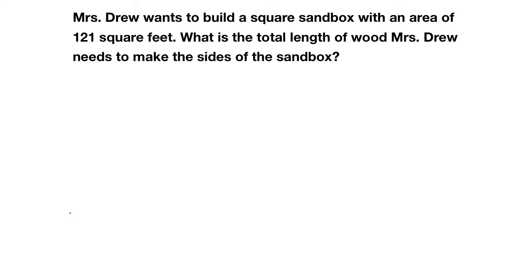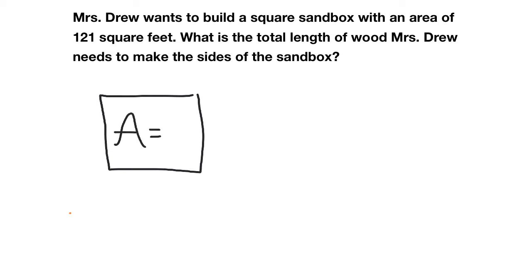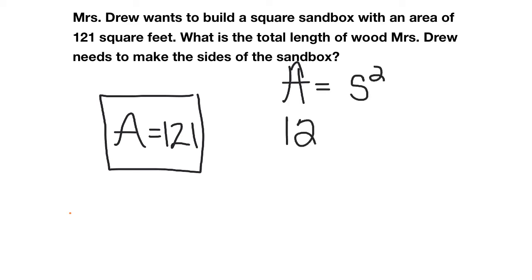Let's think about what she's making. She's building a square. It will have an area of 121 square feet. How do we find the area of a square? Area is equal to the side squared. The area needed is 121. That is equal to the side squared.